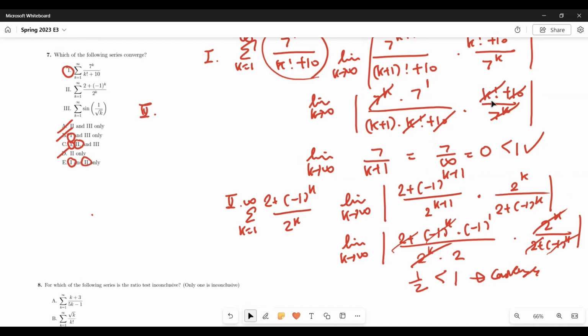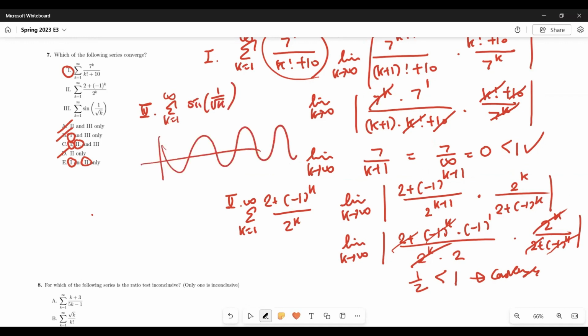Okay, right. The series from k equals 1 to infinity of sine of 1 over square root of k. If you remember your sine, it's just going to oscillate between -1 and 1, so it doesn't converge to any value, which means this series is not converging. So 3 is right, 3 is wrong. Sorry, so that means it's going to be option E. So the answer is E.